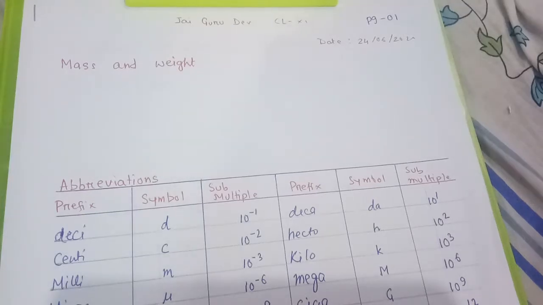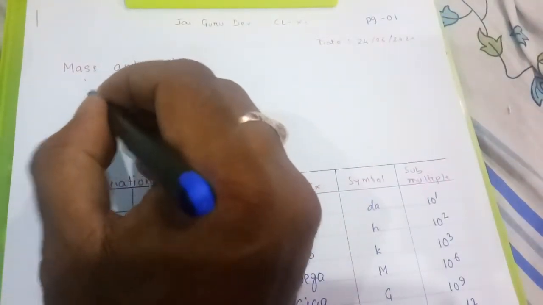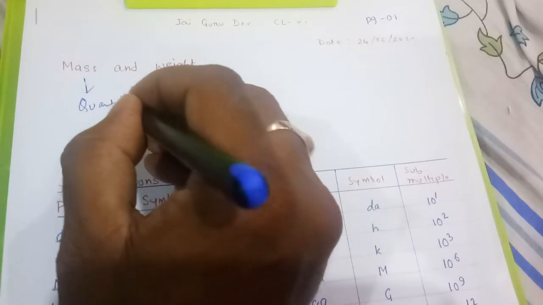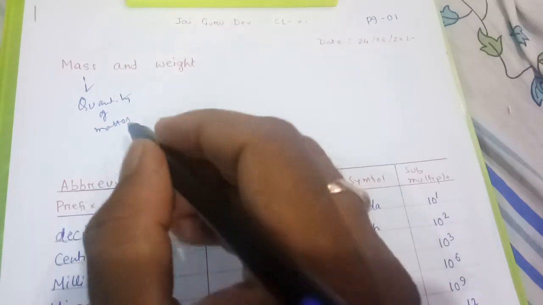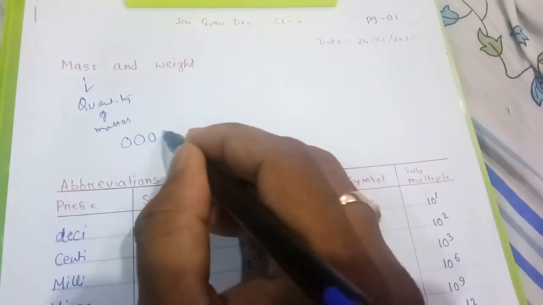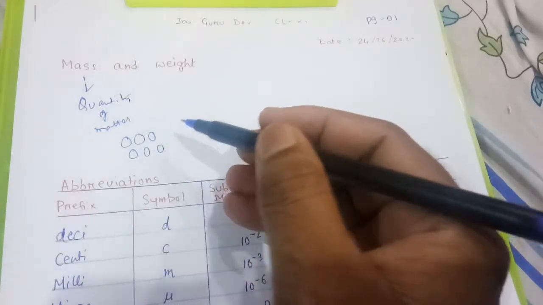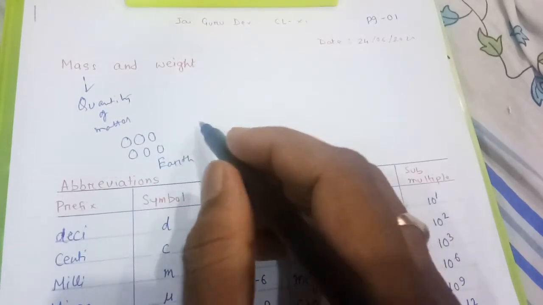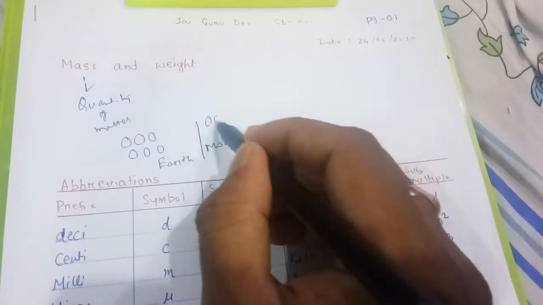Today, the first topic that we'll take is mass and weight. Mass is the quantity of matter. For example, if we have 6 marbles on the surface of earth, these 6 marbles on the surface of moon will remain 6 marbles.